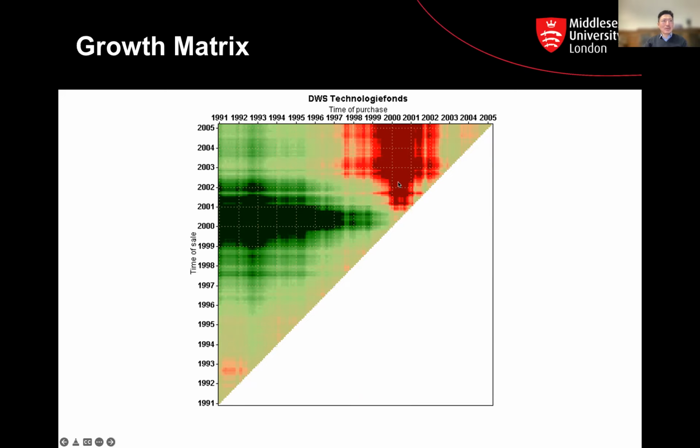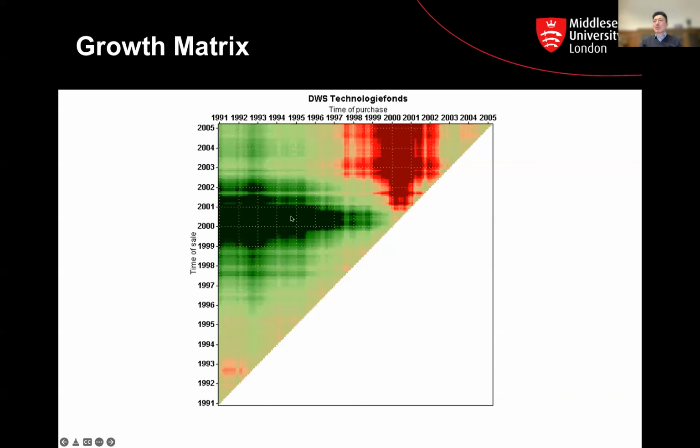Okay, anyway, back to the visualization itself. You can see, for example, if you buy the stock in 1991 and sell it in the same year, you get a neutral color, somewhere in between green and red. That means if you buy and sell at the same time, you don't really make money. But if you buy in 1991 but sell somewhere between 1999 and 2001, you will make lots of money. You can see there's a dark green here.